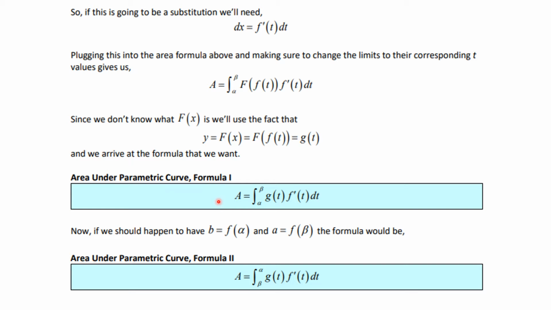The area under a parametric curve, and I'm going to call this formula 1, is that A is equal to the integral dt, the parameter, as t runs from alpha to beta, of g of t, which is what y is, times f prime of t dt. You want to think about this a little bit, and if the formula worked the other way, the limits would perhaps be reversed, but the formula looks much the same. Think about this, please.